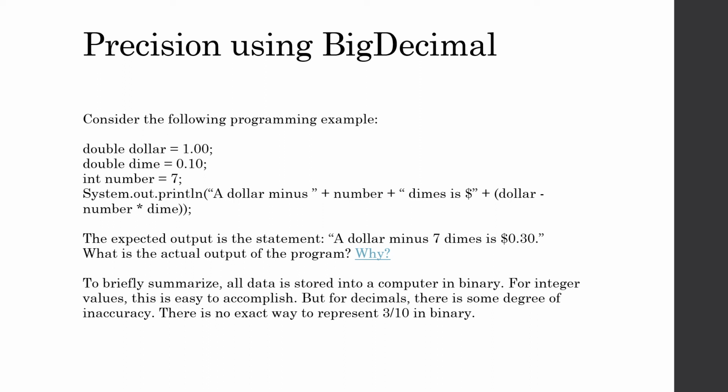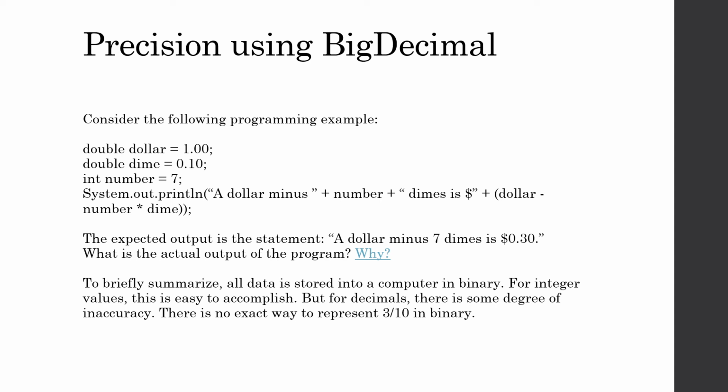But before we get into that, I want to take a quick look at this set of lines that I've got here. We're going to declare a couple of doubles. We've got one that we call dollar that we will use to represent $1. We then have another double called dime. We're going to use that to represent 10 cents, or just 1 dime. And then we have one more number. This one's going to be an int. This one's basically going to be the amount of dimes. In this case, we're going to do it with 7 dimes.